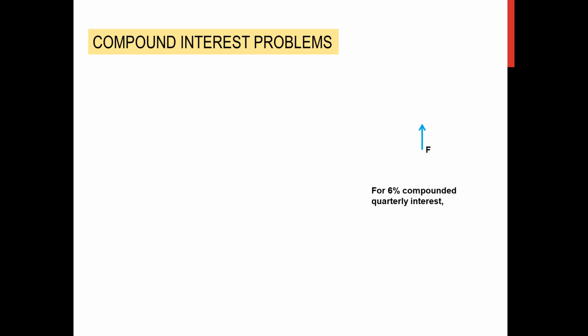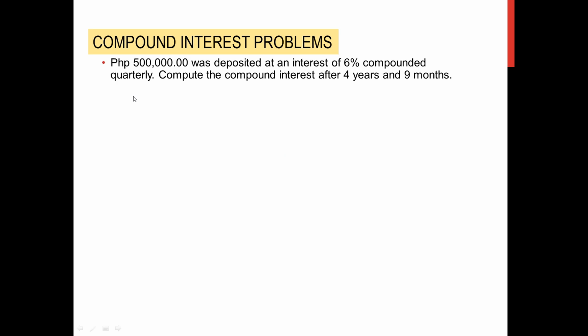Okay, moving on to the next problem. So 500,000 was deposited at an interest of 6% compounded quarterly. Compute the compound interest after 4 years and 9 months. So what is the 500,000 here? It is actually the present worth because it was deposited.